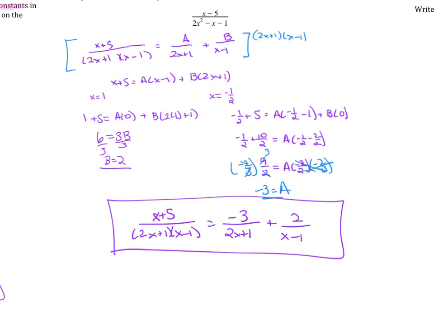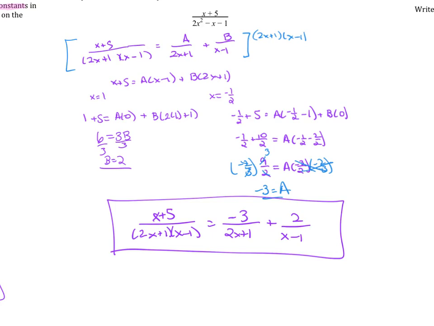All right, if you tried this out, the denominator factors to 2x plus 1 times x minus 1, and then you write the form of the decomposition here, then you multiply by the LCD, so you come up with this basic equation, and then you solve. You use 1 and negative a half, so you would find that b is 2 and a is negative 3, and then just make sure you're plugging it into the right spot, so a goes here, so negative 3 over 2x plus 1 plus 2 over x minus 1.